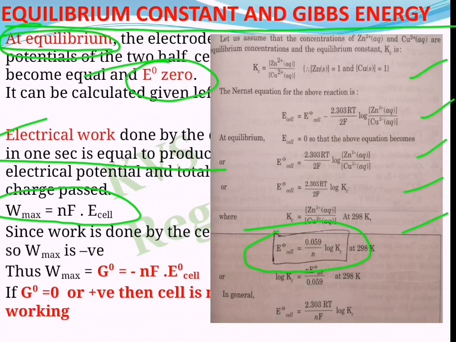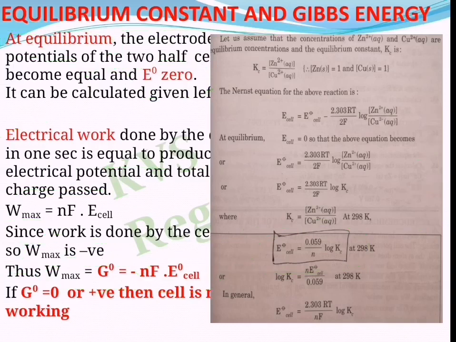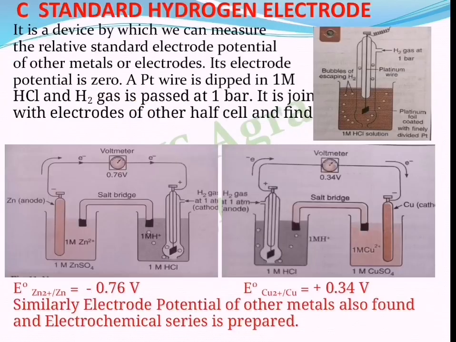Since work is done by the cell on the surroundings, here the work done is negative, and we finally come to this equation. This is the main formula, that is maximum work obtained from a cell is equal to delta G naught, Gibbs free energy, which is equal to minus n into F into E naught cell. Okay, these are the applications of the Nernst equation, and these are the main topics associated with the electrochemical cell.